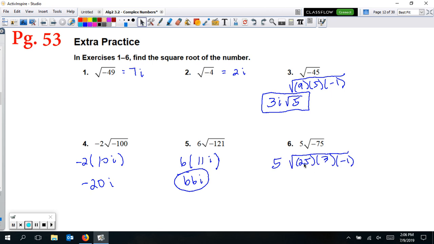The square root can be broken up into 25 times 3 times negative 1. Square root of 25 is 5. Square root of negative 1 is i. So that's going to be 5i times this 5 here. Square root of 3 is still there. 3 is still under the radical sign, so we still do have a radical in our answer, but 5 times 5 here is 25, so it's going to be 25i on the outside with a square root of 3.